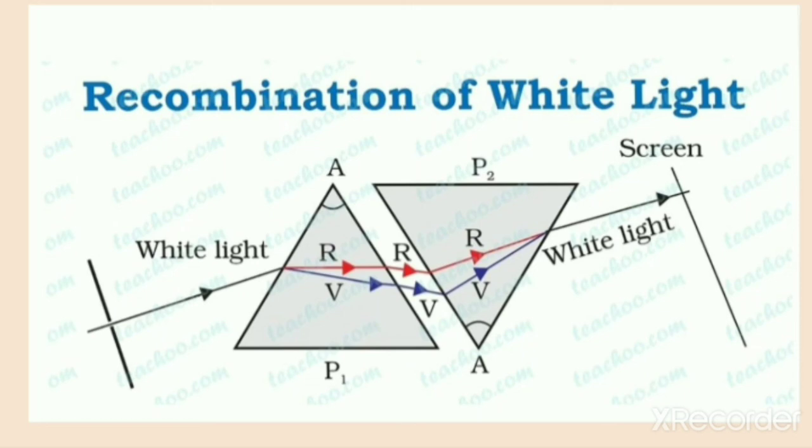The important things you have to know are the definition of dispersion, the definition of the spectrum, and the cause of dispersion. And this is just for your general knowledge, how we can recombine the colored light that we get after dispersion, again to get white light. So go through this topic.